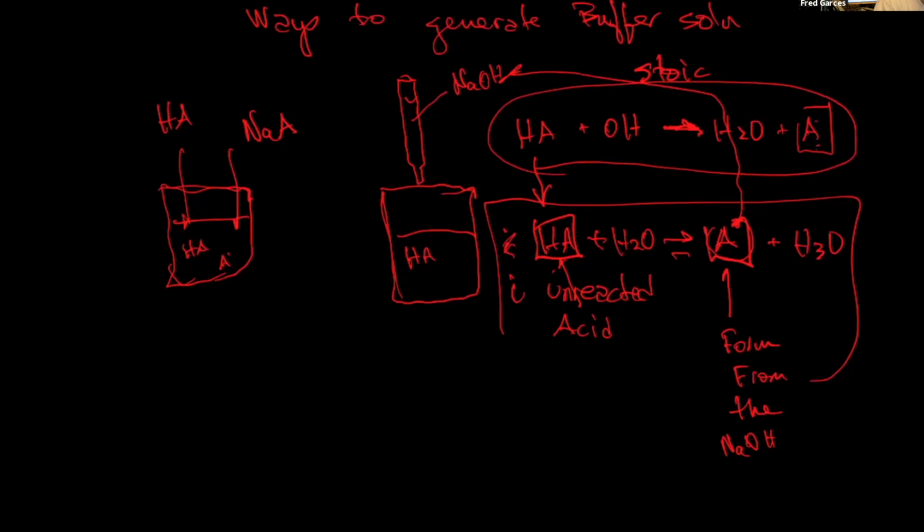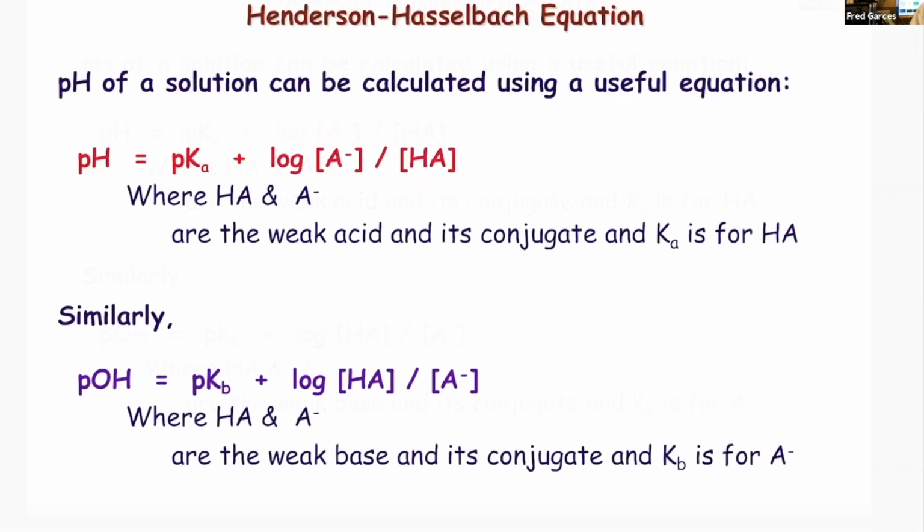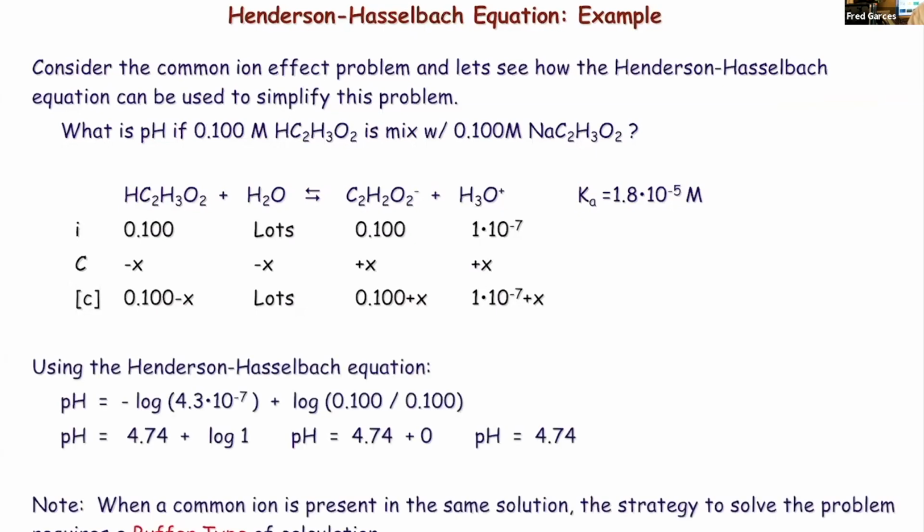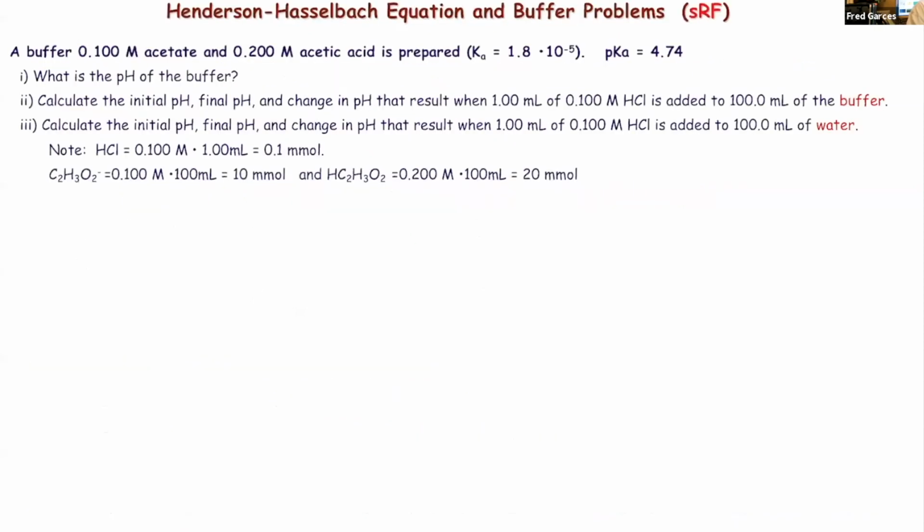Let me go ahead and switch. This is just more Henderson-Hasselbalch equation. Here's another example. I'm not really going to do these in detail because these are just examples showing you, again, the power of the common ion. I'm just going to speak and not do any writing. Here we have the 0.1 molar acetic acid mixed with, we already did this. So yes, this is a buffer problem, 4.74. Let me move on.